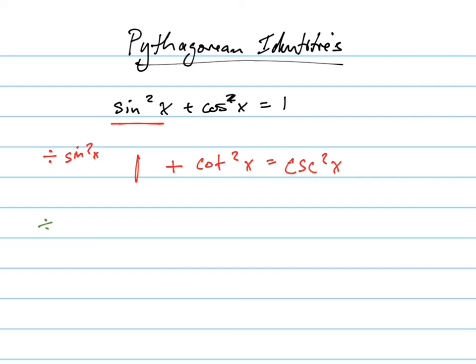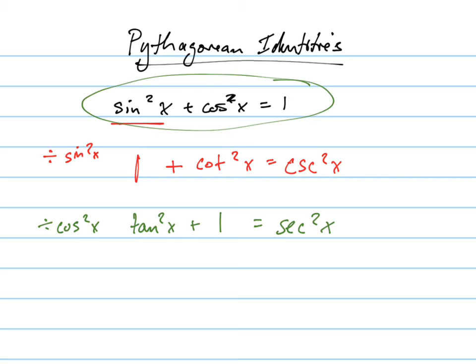And what if I divide everything by cosine squared x? What's sine divided by cosine? You get tangent squared x plus 1 equals secant squared x. So you don't have to memorize really anything but that one, and that one you really don't have to memorize either. But remember, each of these can also be rewritten just by adding or subtracting certain things.